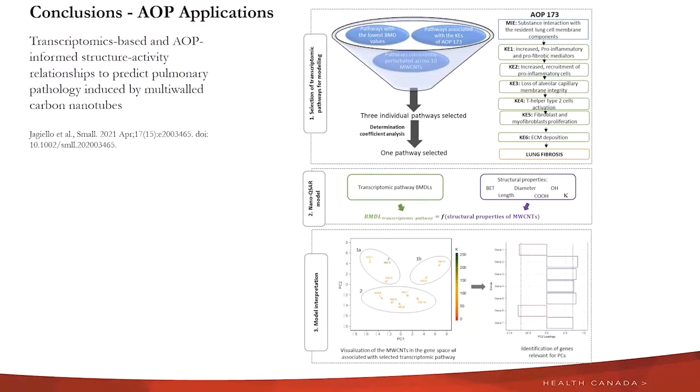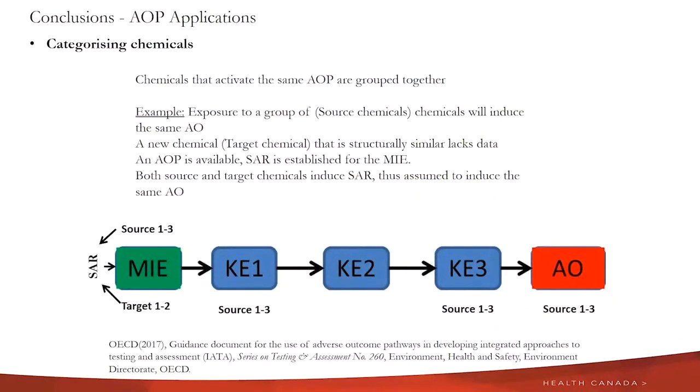And here we did not use the MIE because the data was insufficient, but we targeted an early key event reflecting inflammation for modeling purposes. So this is just to say that you need not have a quantitative, fully developed AOP for it to be useful in your work.